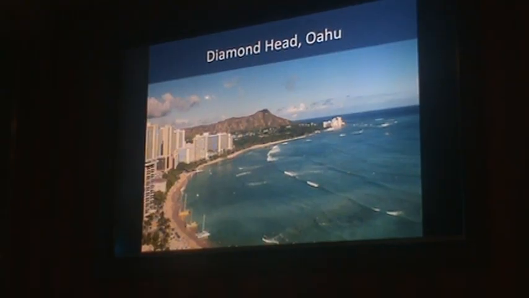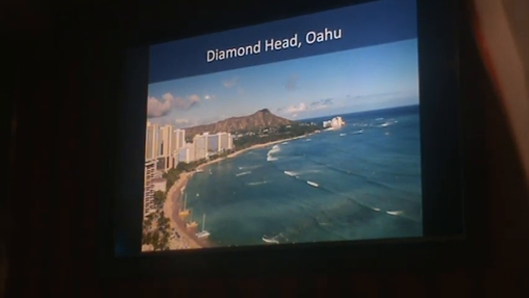Good. Ambitious. Diamond Head is an extinct volcano. Why? Now you know.